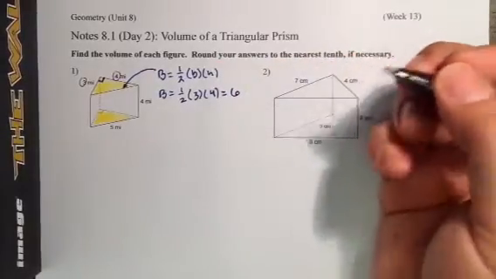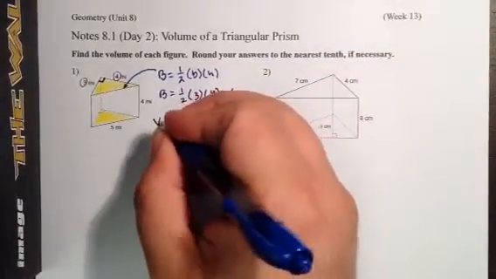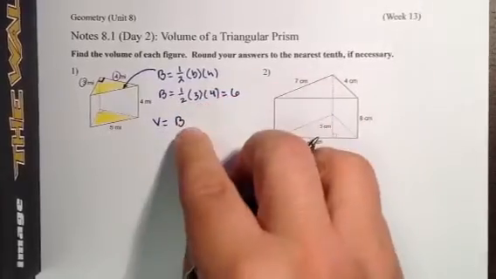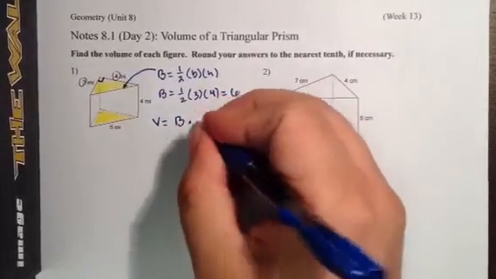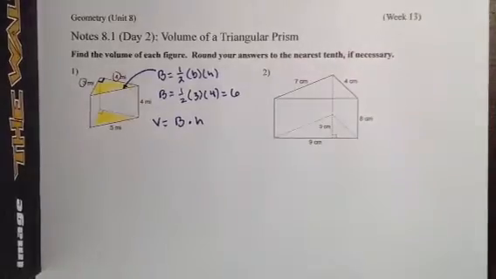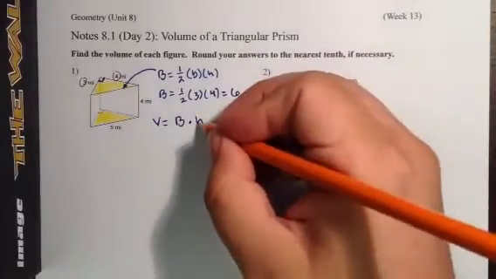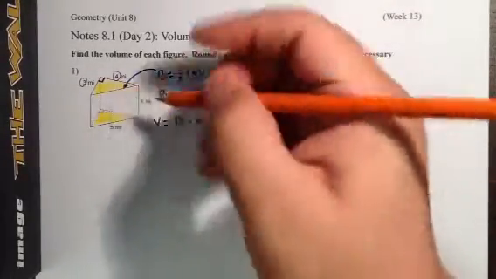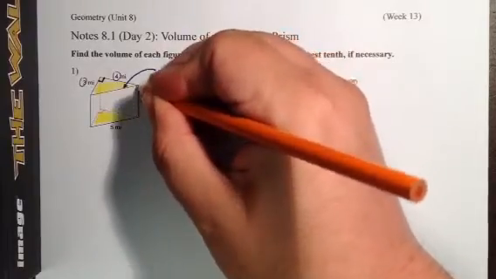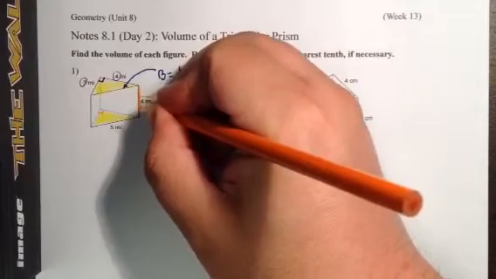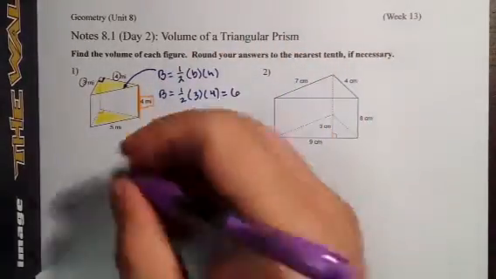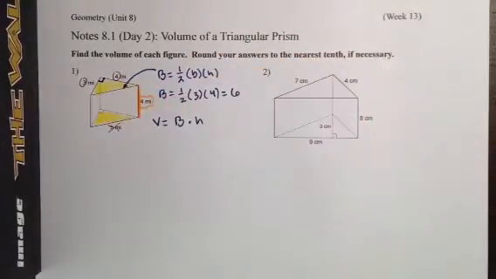And now we can do volume, just like we did yesterday. Volume is equal to the area of the base, which we just found, times the height. And just like yesterday, remember what we said? We said the height is the distance between these two bases. So in this case, we're looking at this area right here. If you notice, there's a number that's left out. It's just there to try to throw you off. Don't fall for it, of course. We're not going to be using that 5 at all.